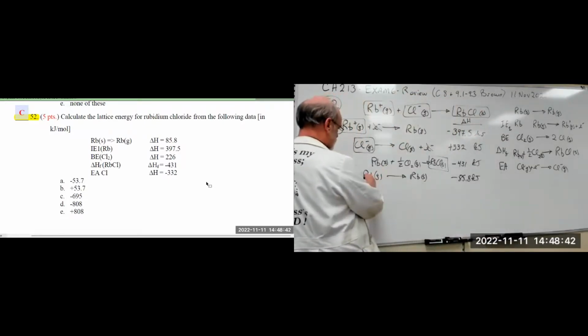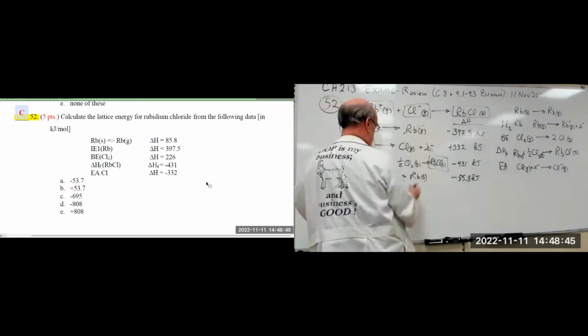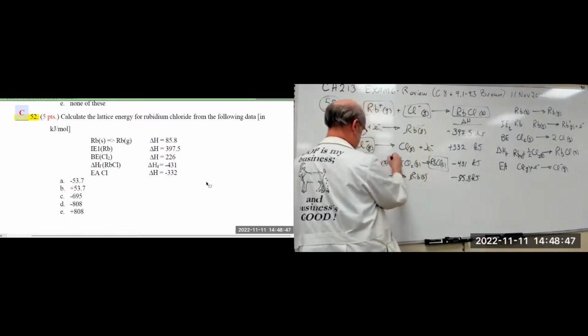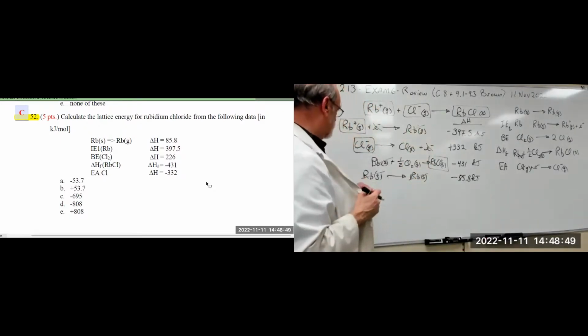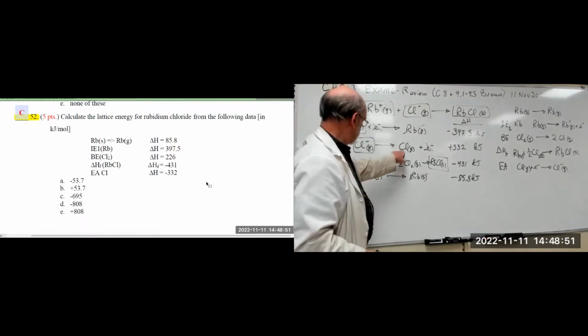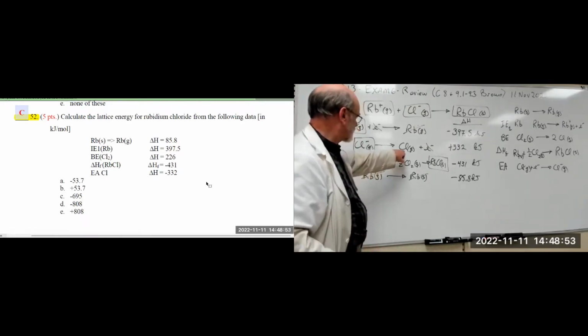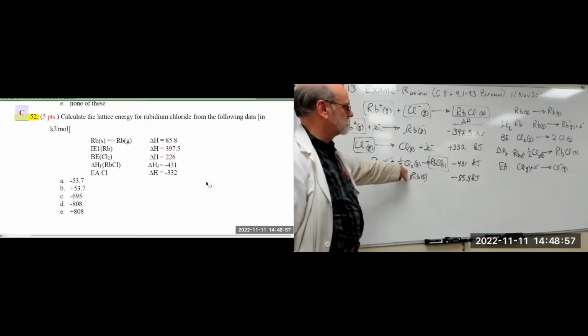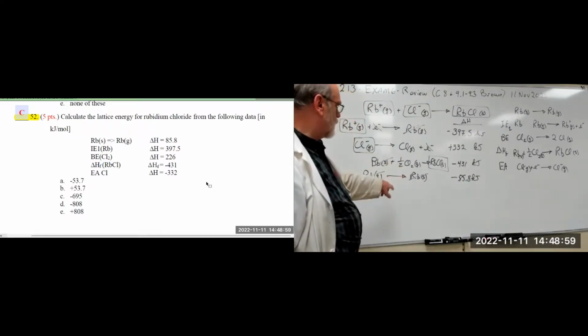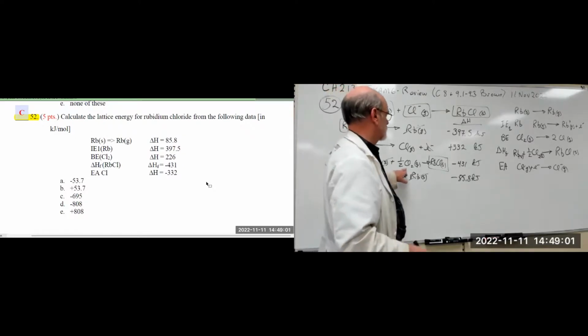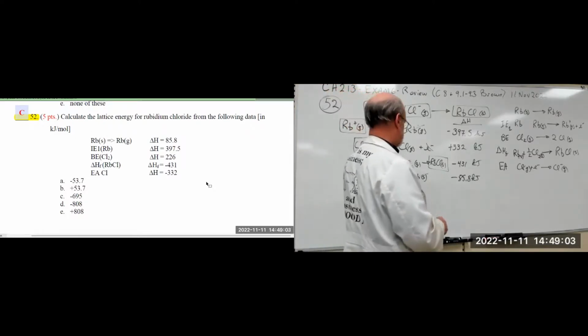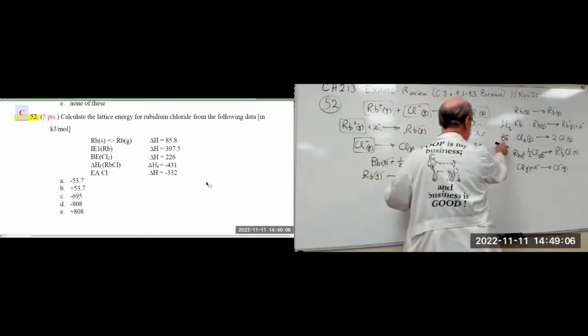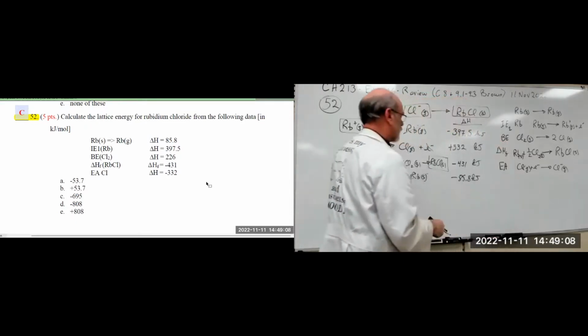Now we got rid of this one and this one. Okay, what do we got left? We've got atomic chlorine gas and 1/2 of a chlorine molecule. So it looks to me like maybe bond energy would work.